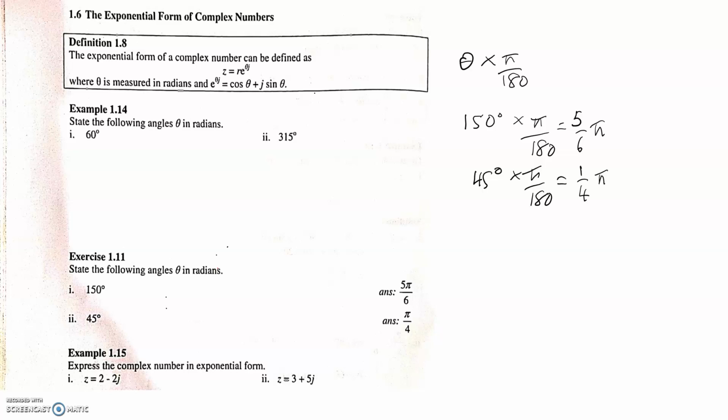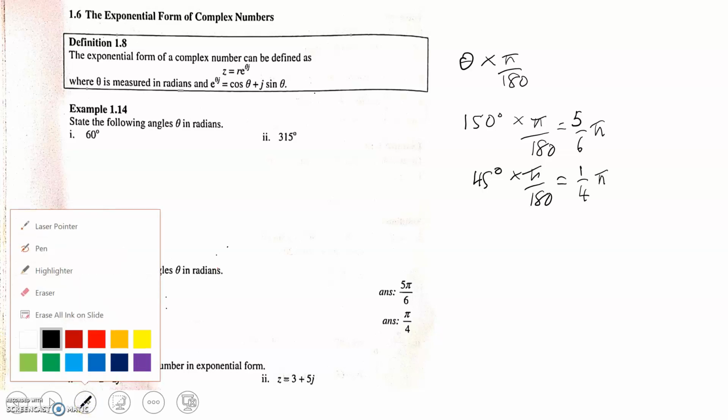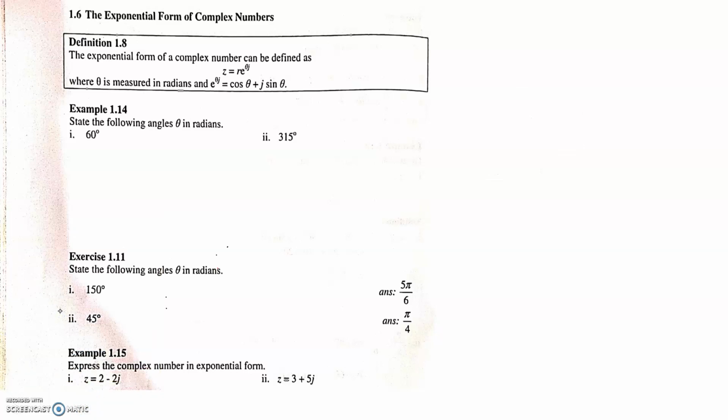Okay, now let's do the real thing, which is to use it to express a complex number in exponential form. As you can see, the exponential form is r exponent to the power of theta j, and this theta here is actually in the form of radians. So to show this form, we'll need two things, just like in polar form: the modulus and the angle theta converted into radians. Okay, so let's do that.